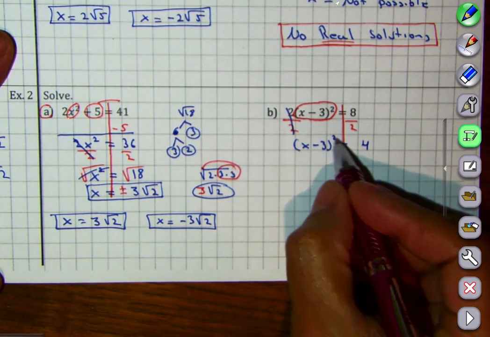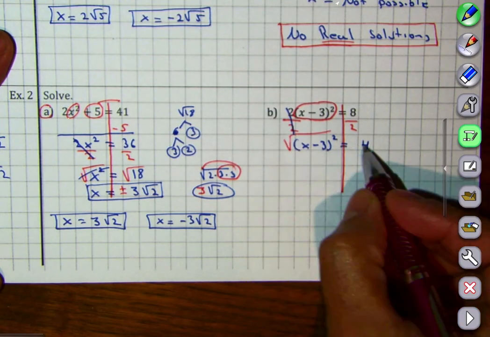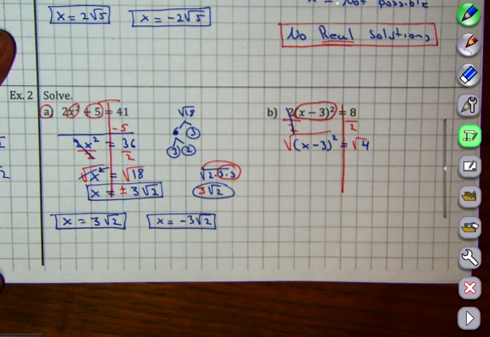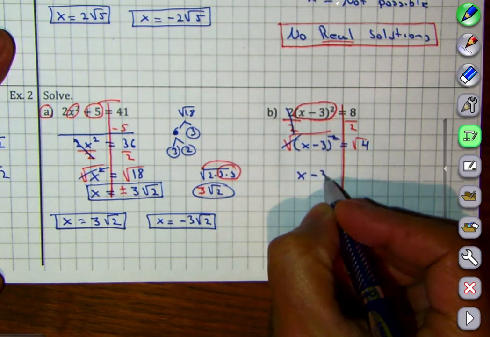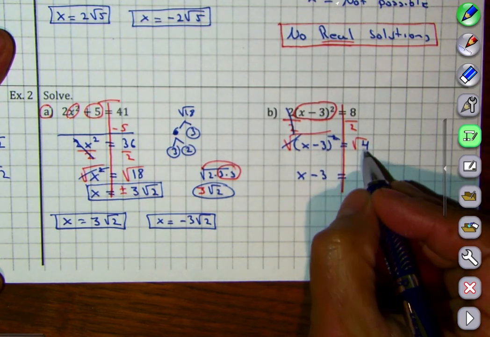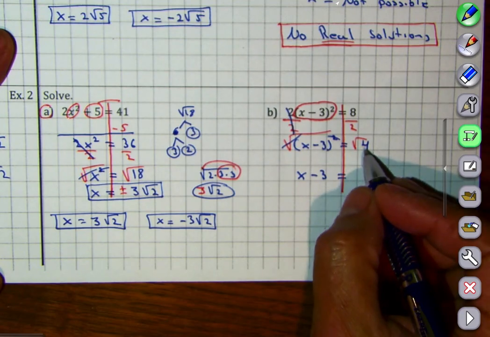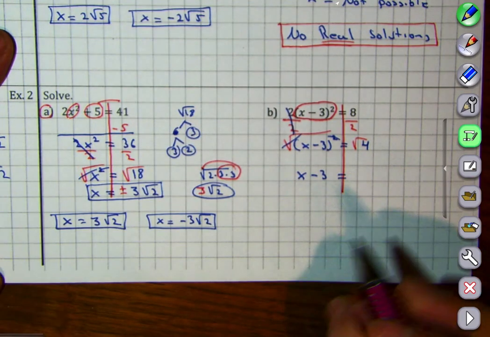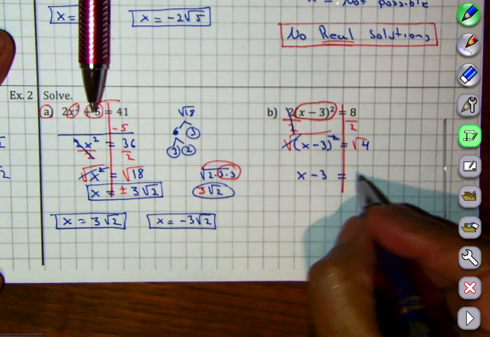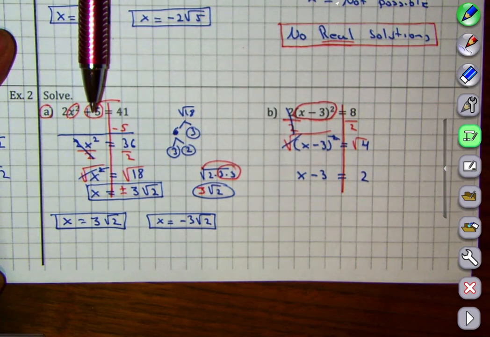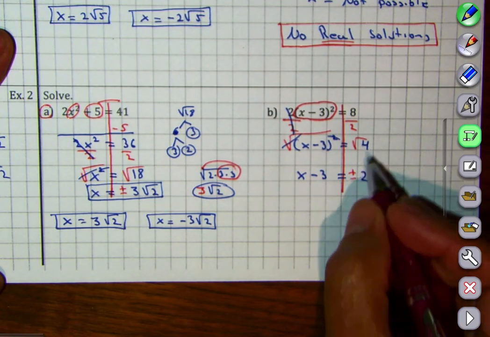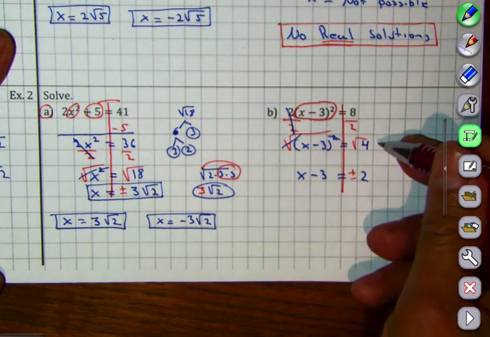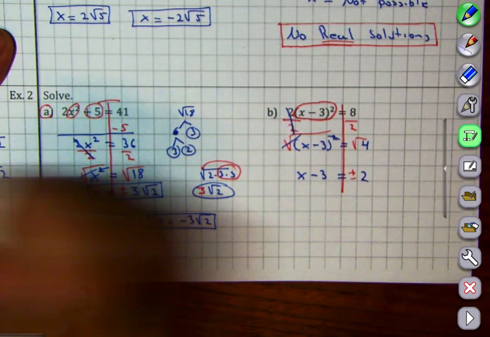Now I need to get rid of the square, so I'm going to take the square root on both sides. My square root and my square cancel, so therefore I have x minus 3 equals the square root of 4. Square root of 4 is a perfect square, so that is only 2. And let me not forget my plus or minus. Remember that whenever this is a perfect square, you don't need to do the factor tree. We already know that the square root of 4 is 2.